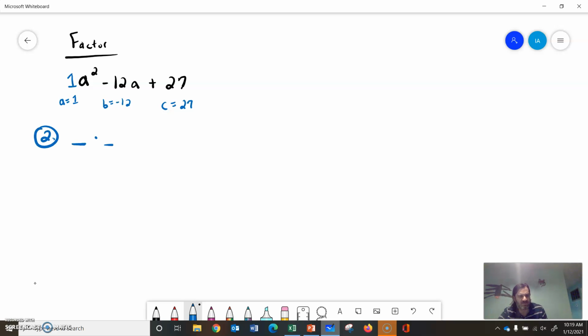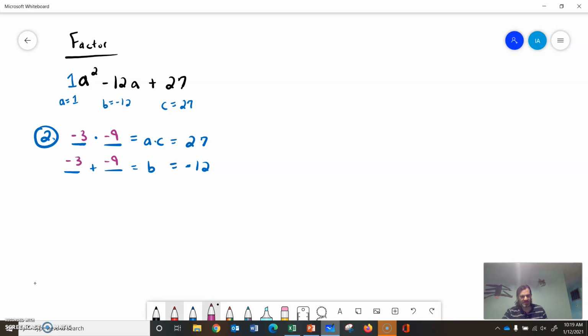Remember, we want two numbers that multiply together to give us a times c, which in this case would be 27. But they also have to add up to be that b number, which is negative 12. So a little bit of work here. They have to be the same sign if they multiply to give you a positive. If they add up to give you a negative, then they both have to be negative. So we're looking for two negative numbers. It's actually going to be negative 3 and negative 9.